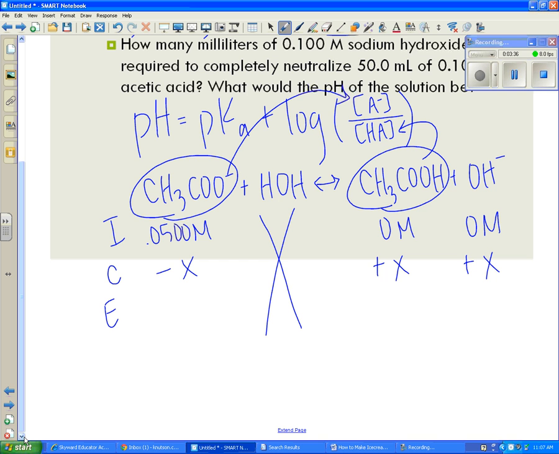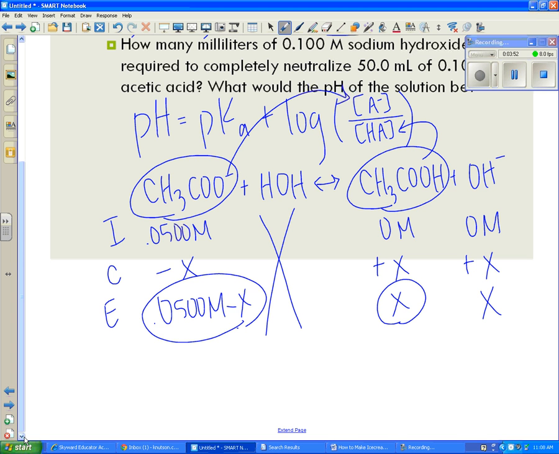At equilibrium, we'd have 0.0500 molar minus X. Here we'd have X. Here we'd have X. So this is the piece that I would need to plug into the equation. This is the piece that I need to plug into the equation.